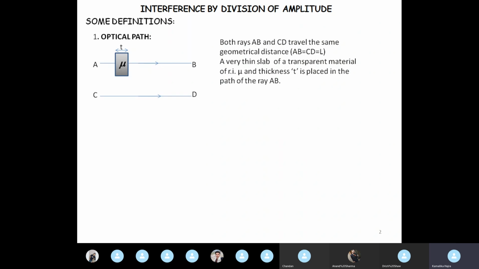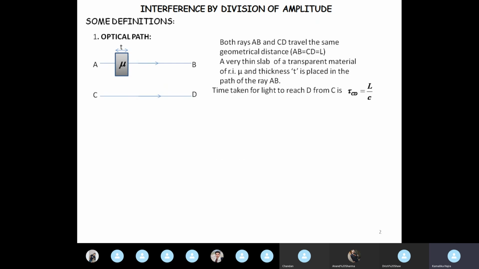Now what we do is, a very thin slab of a transparent material having refractive index mu and thickness t, t of course is very small, is placed in the path of the ray AB. So we keep this slab in front of the source A. All right.